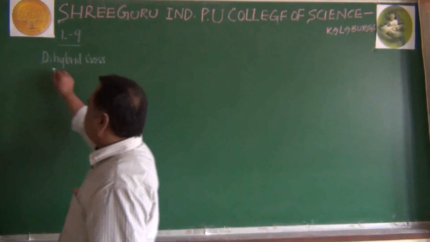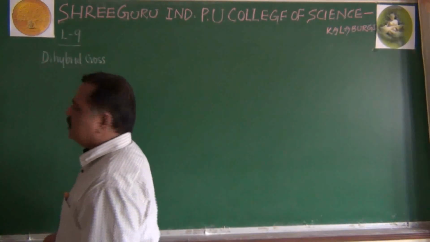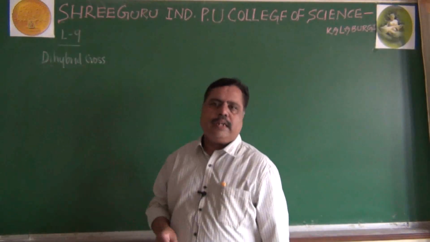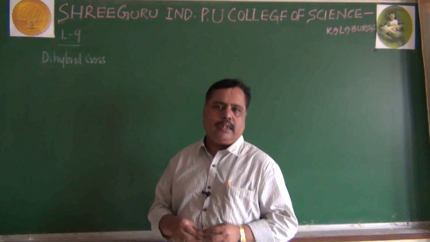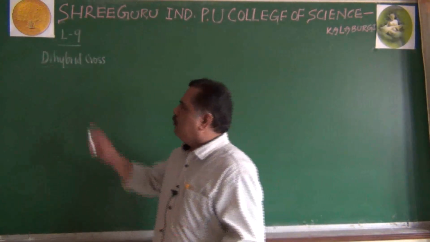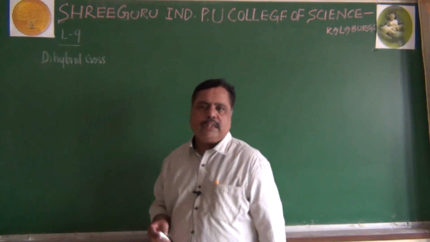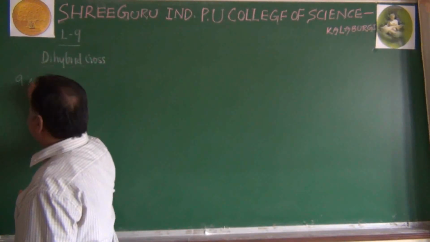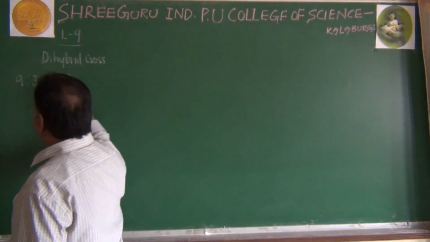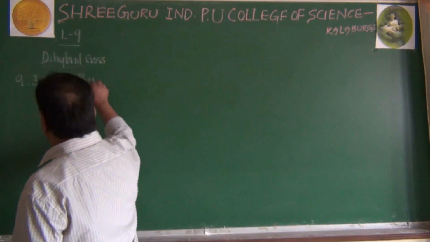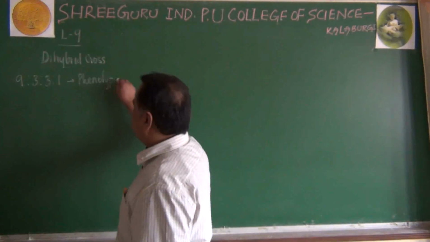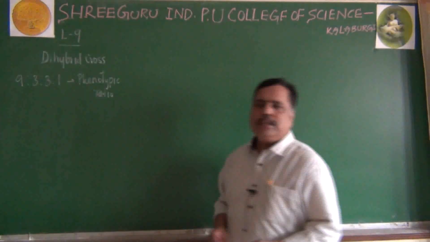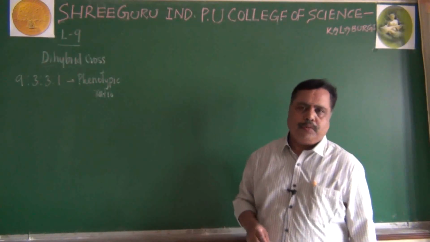What does dihybrid cross mean? It is also known as two-gene inheritance. Here we take two different characters and see how they get inherited to the next generation. When Mendel performed the dihybrid cross in Pisum sativum, he got a 9:3:3:1 ratio as the phenotypic ratio. In the F2 generation, he got 9:3:3:1 as the phenotypic ratio.